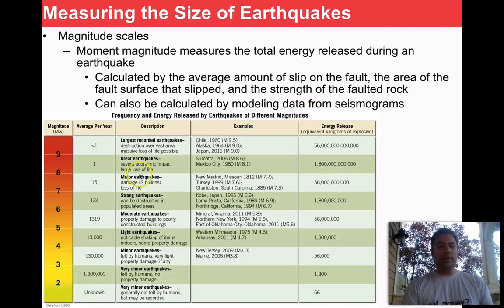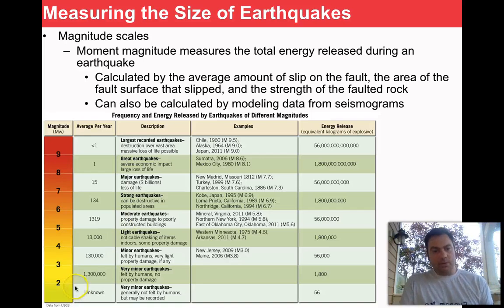So anyway, how many earthquakes do we get per year of certain magnitudes? Well, the number of magnitude 0 to 1 or 0 to 2 is unknown. They're so small that we don't even feel them, and the amount of energy released is quite small. It's about 56 kilograms of explosives, 56 kilograms for you guys that are metrically challenged. It's about 120 pounds, I think, is the estimate of explosives. So it's a large amount of explosive, but if it's not right underneath your house, you're not going to feel it.